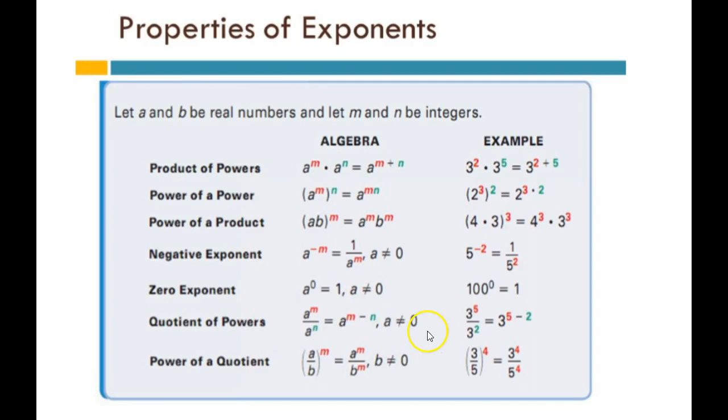Quotient of powers, a cannot be equal to 0. And the last one, power of a quotient, we have the condition b cannot be equal to 0. Okay, so a and b represent real numbers, and we have this condition where that real number cannot be 0. I want you to think about why that condition has to be there.